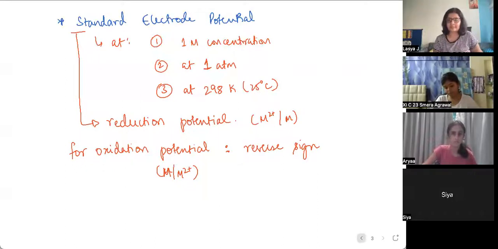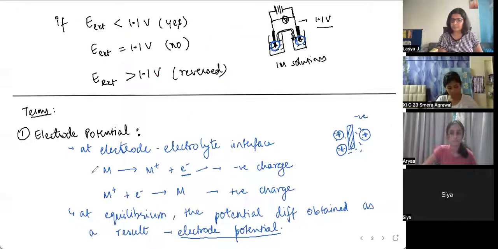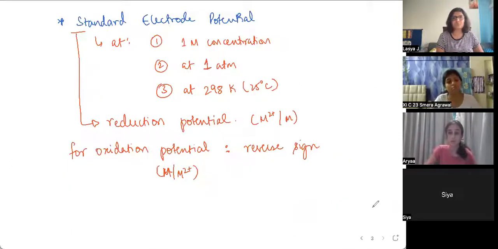Like again, we said that both the processes are going to take place, right? So if this tends to dominate, you end up with a negative charge. So this will refer to the reduction potential, because the reduction process is happening. Okay. So it doesn't necessarily have to be standard electrode potential, right? Like even electrode potential can be reduction potential. Yeah. Reduction or oxidation.